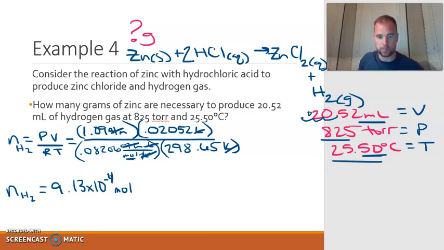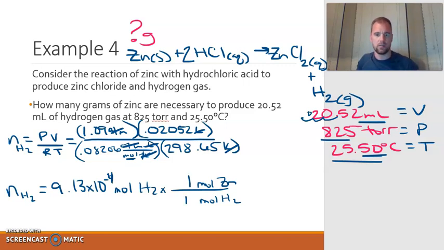Use your mole ratio. Okay, I want to get out of moles of hydrogen, and I want to get into moles of what I'm solving for, which is zinc. And there's a 1-to-1 ratio for moles of hydrogen to zinc. Make sure you show this step. Even though it's 1-to-1, you still need to show this step so you can show how moles of hydrogen are canceling out. Finally, last step, I don't want to know moles of zinc. I would like to know grams of zinc.